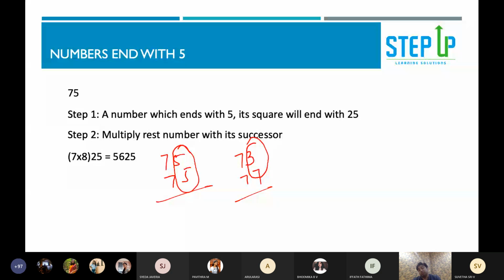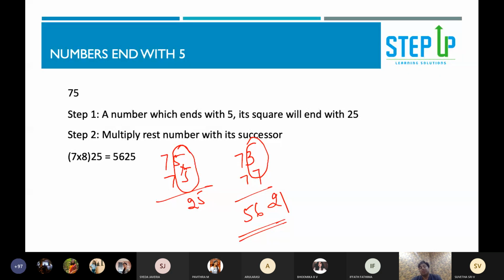You can apply this rule. So here 5 multiplied by 5 is 25. Here 3 multiplied by 7 is what? 21. And 7, the next number of 7 is 8. It comes out to be 5621.